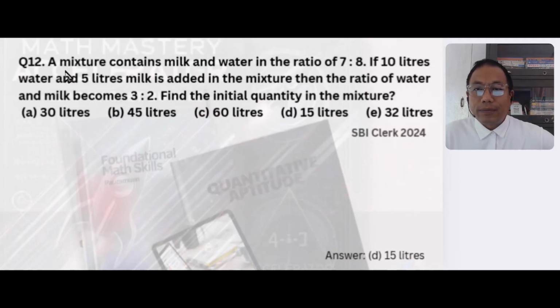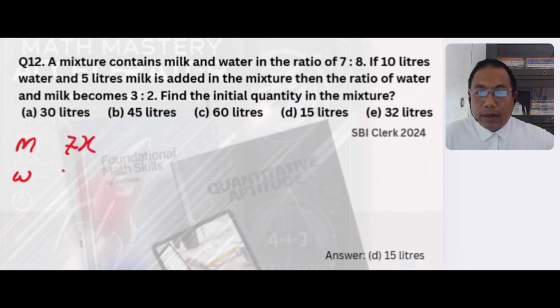Question number 12. A mixture contains milk and water in the ratio 7 is to 8. If 10 liters of water and 5 liters milk is added in the mixture, then the ratio of water and milk becomes 2 to 3. Find the initial quantity in the mixtures. Milk, water. Milk is the first one. The first one is 7.